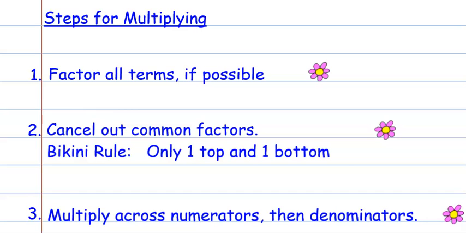Here's part 2 of that first day's video, and it is for multiplying and dividing. But really it's all just multiplying, you'll see in a sec. So the steps are: 1, factor all terms if possible, just like for simplifying. And 2, cancel out common factors.